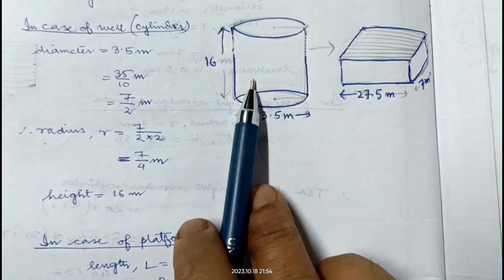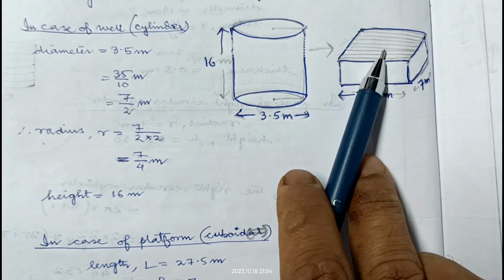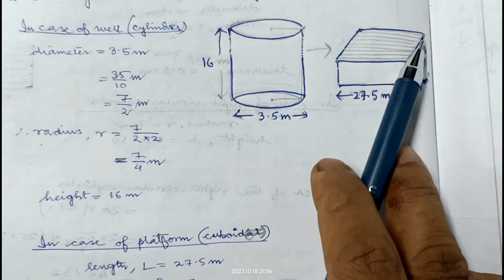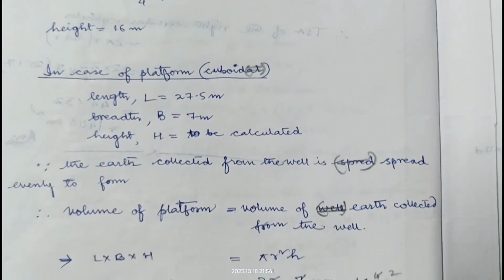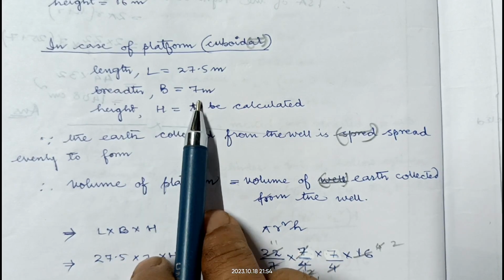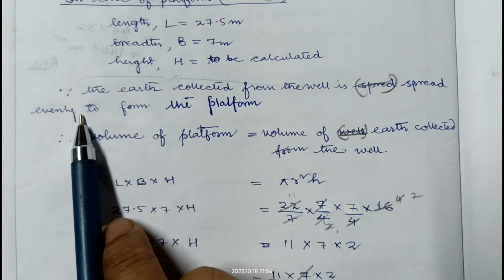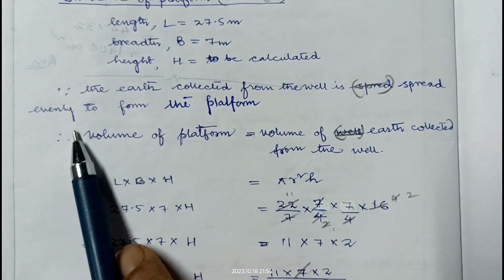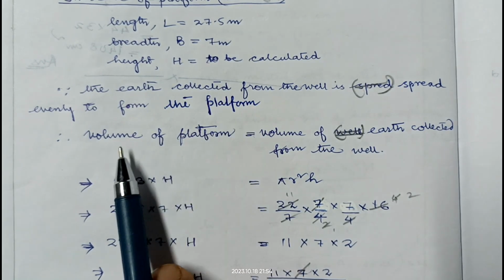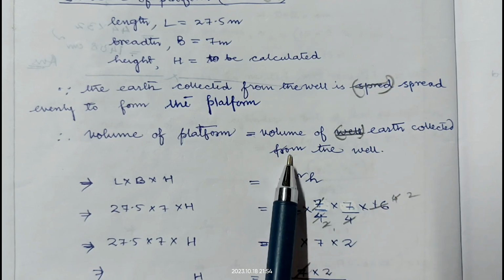Now whatever earth is collected from it, it is spread evenly to form this platform. Here it is given length is 27.5, breadth is 7 meter, height is not known. So in case of the platform, length L is 27.5 meter, breadth is 7 meter and height is not given, and we have to calculate this. Since the earth collected from the well is spread evenly to form the platform, which is cuboid in shape, volume of the platform must be equal to the volume of the earth collected from the well.